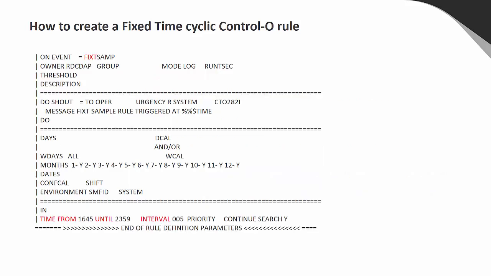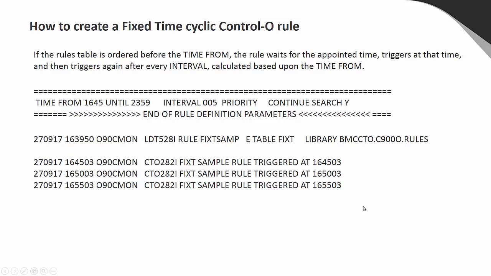So let's take a look at what a fixed time or FIXT cyclic rule looks like. Again, we have on event equals, and the name of the rule is prefixed with the FIXT. We have our time from populated, we have our until populated, and we have the interval populated with a 5-minute interval. So here's a couple of examples of an order and activations.